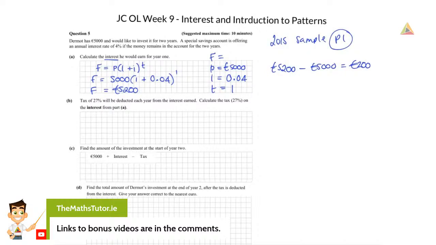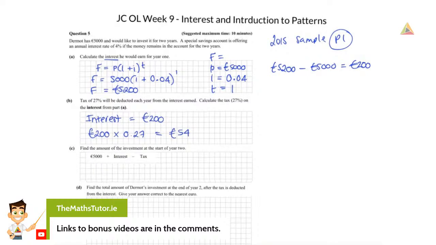So if we look at part 2, tax of 27% will be deducted each year from the interest earned. Calculate the tax on the interest from part A. So let's write down what the interest was from part A. The interest from part A was 200 euro, and you're taxed 27% on that 200 euro. So we need to get 27% of 200. So 200 times 0.27. You put that into the calculator, you'll get 54 euro.